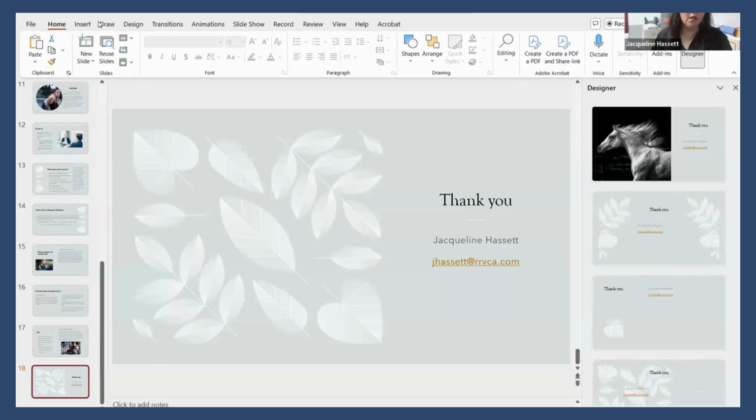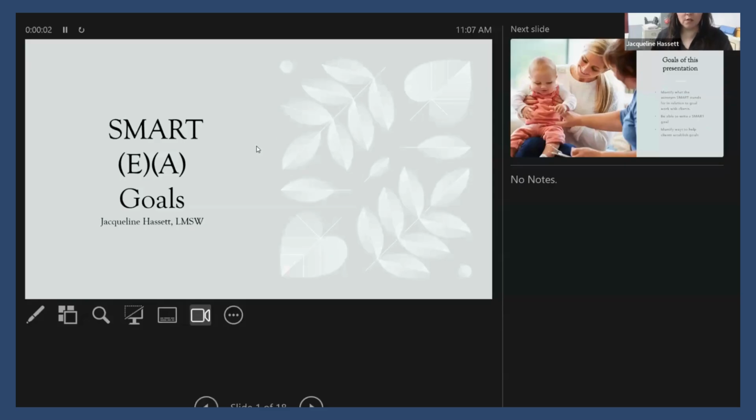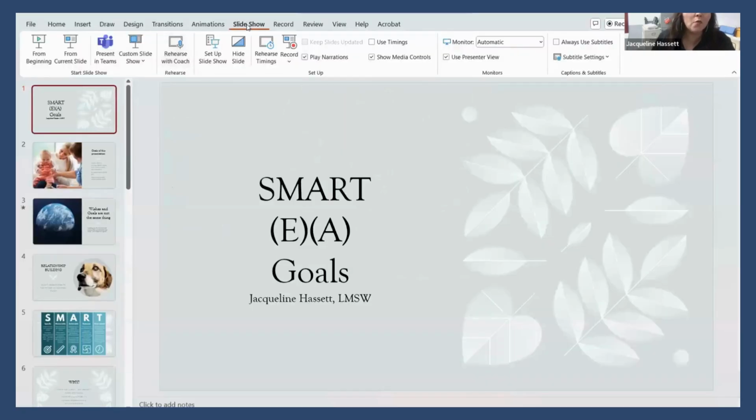Let's see if I can get this going. There we go. Okay, you can see it. We can see presenter mode. Good gosh. I know, technology, and it's Monday. Okay, how do I do this? I am not used to Zoom. Slideshow, right? Yes. And then from beginning, and it should end up.